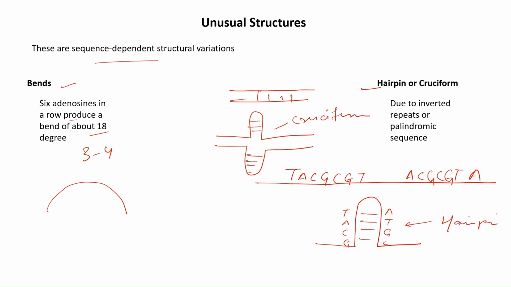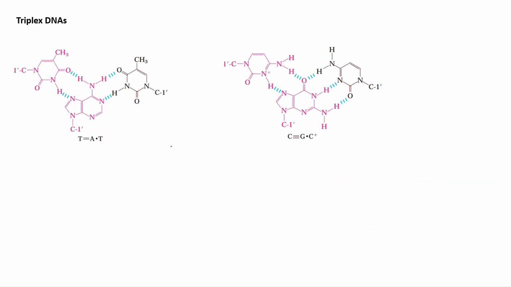If it is in both the strands, we call it a cruciform. These are the unusual structures found in the DNA, not in the complete stretch of DNA, but wherever we find such sequences or patterns. Now one is triplex DNA. Triplex DNA means like this. If you see, this is thymine, this is adenine.